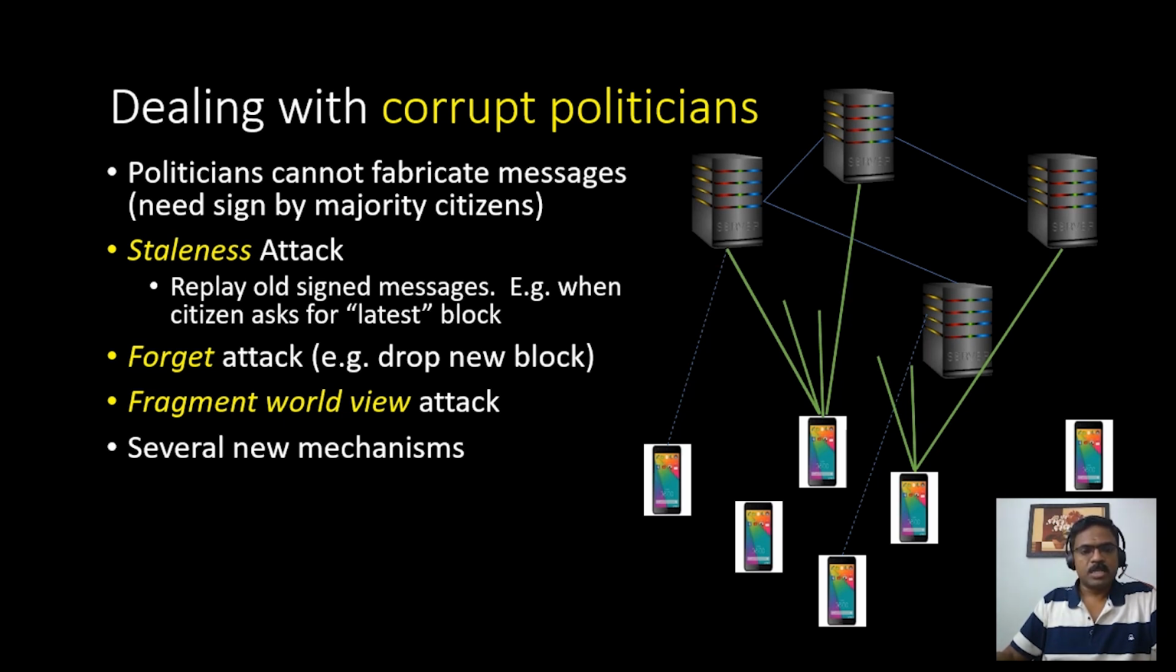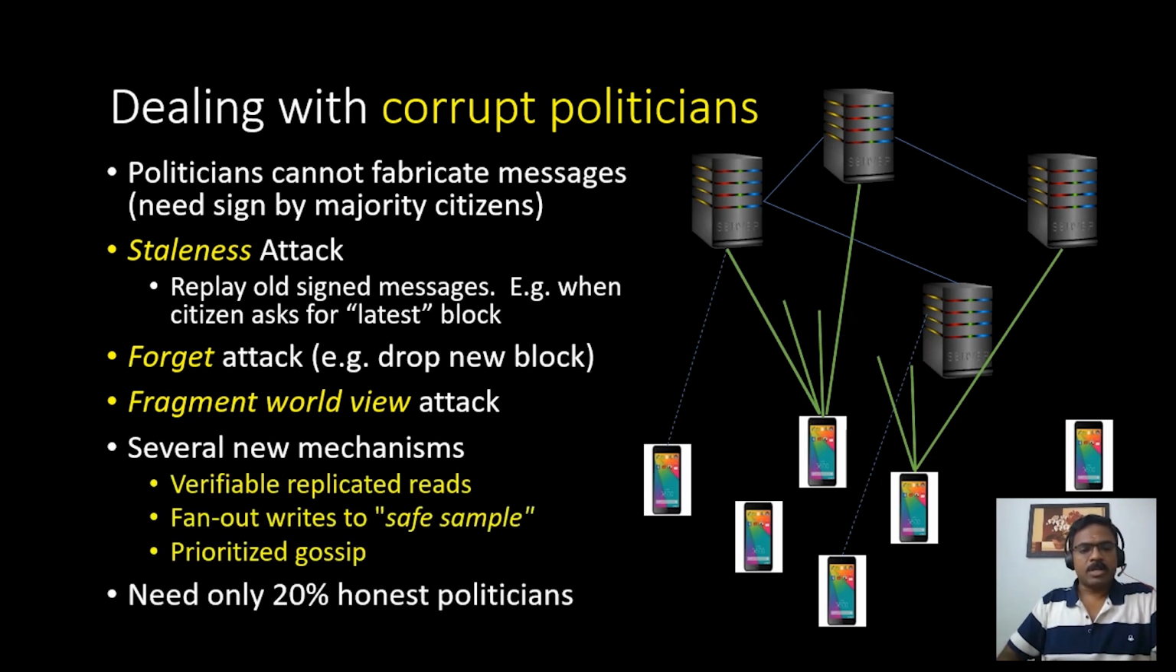They can do a forget attack. When the citizen commits a new block, they can simply drop it, not write it to the blockchain. They can do a fragment worldview attack, where a politician selectively conveys a different state to one set of citizens and something else to a different set, so they can try to thwart consensus among the citizens.